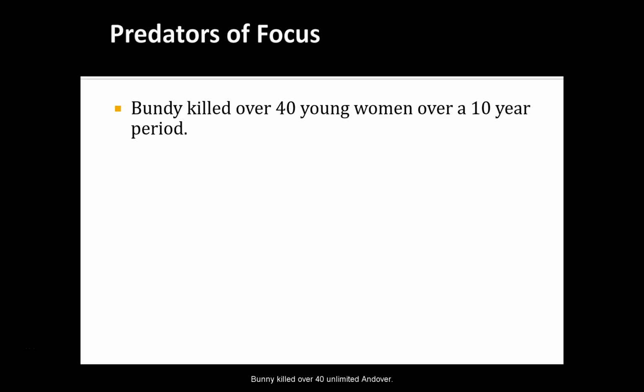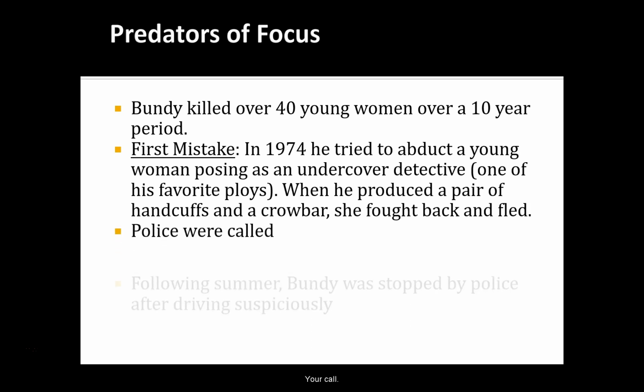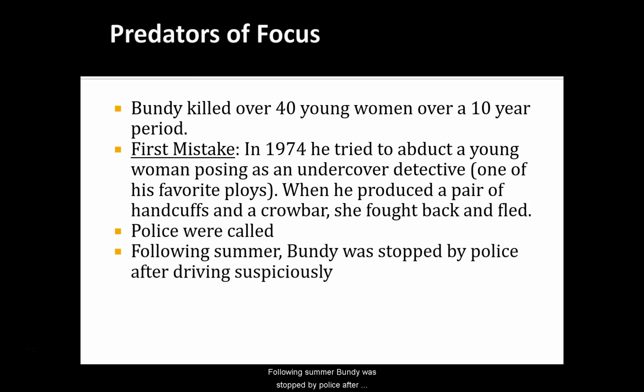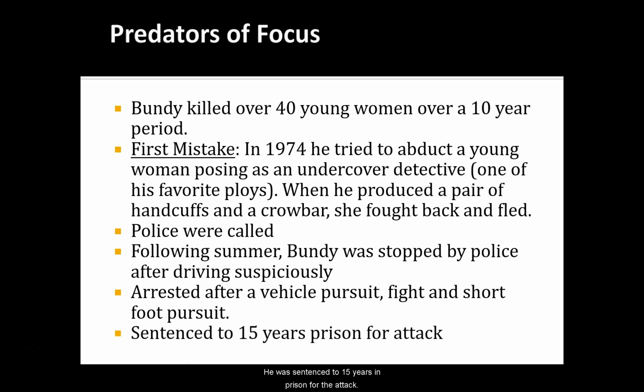Bundy killed over 40 young women over a 10-year period. But he made mistakes. His first mistake, in 1974, he tried to abduct a young woman posing as an undercover detective, one of his favorite ploys, so he was posing as a cop. When he produced a pair of handcuffs and a crowbar, she fought back and fled. She got away. Police were called. The following summer, Bundy was stopped by police after driving suspiciously. He was arrested after a vehicle pursuit. He fought in a short foot pursuit. They got him. He was sentenced to 15 years in prison for the attack.